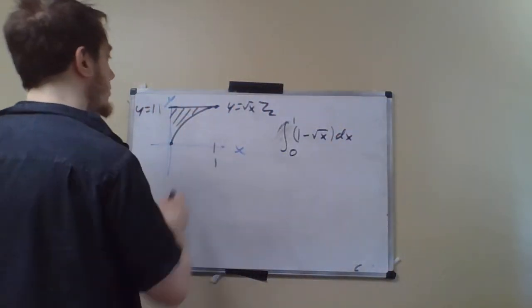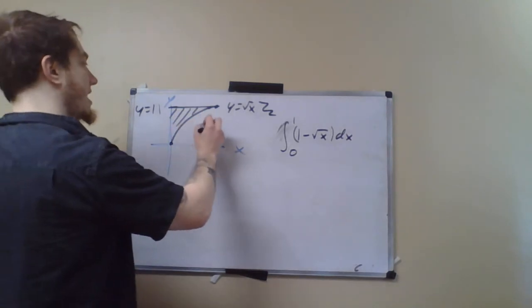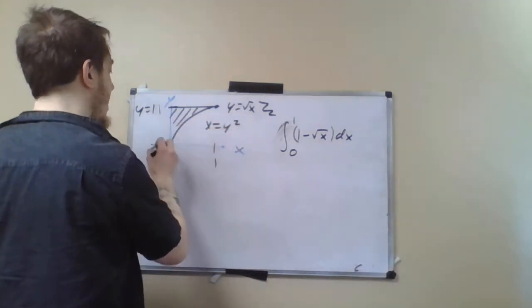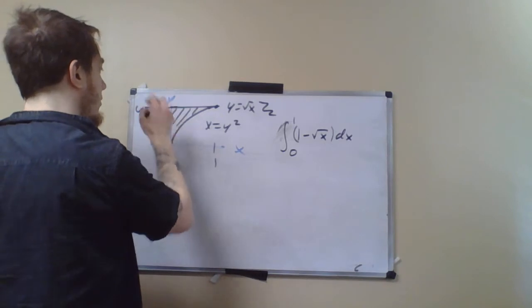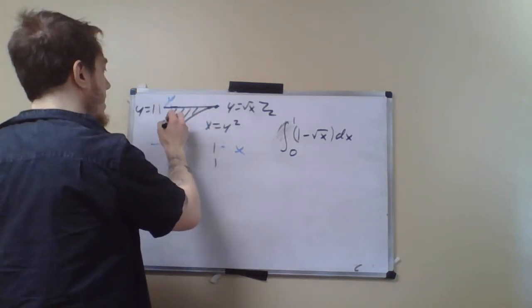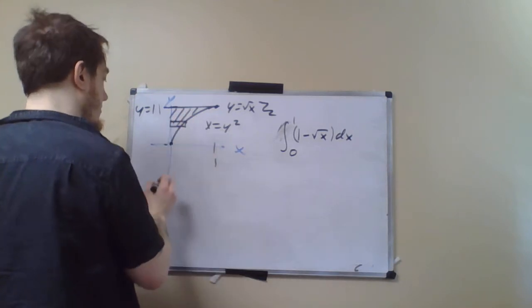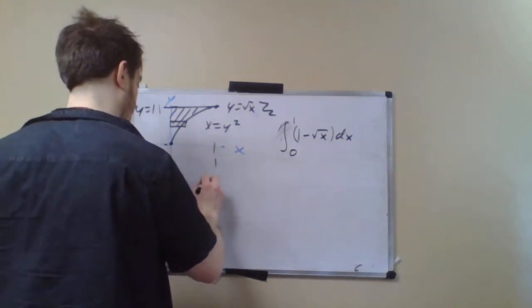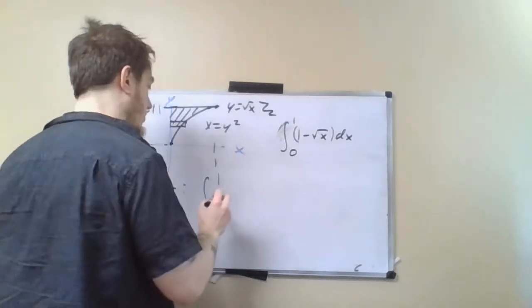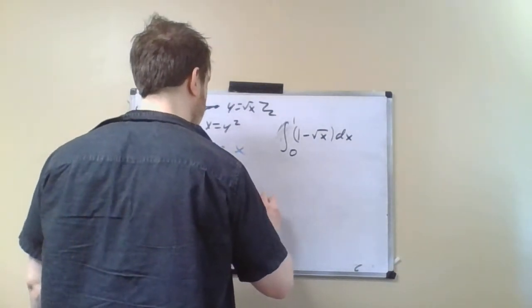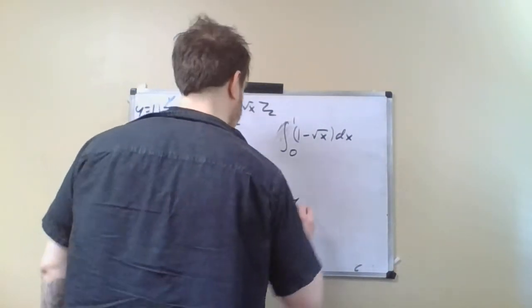But it might be easier to notice that this curve is actually x is equal to y squared, as y goes from 0 up to 1. And the width of one of these rectangles is just going to be y squared minus 0. So I could do the integral along the y-axis of y squared minus 0 dy.